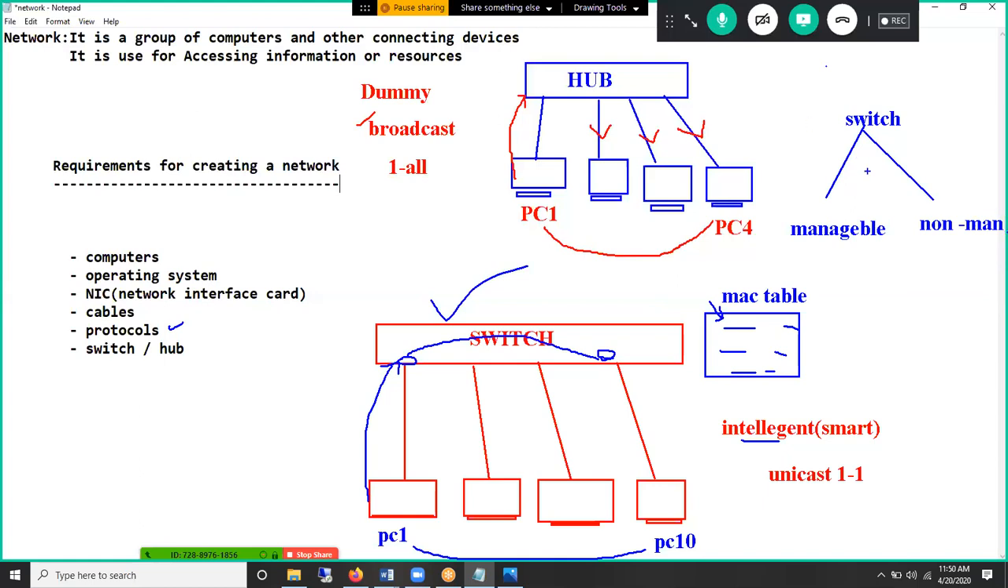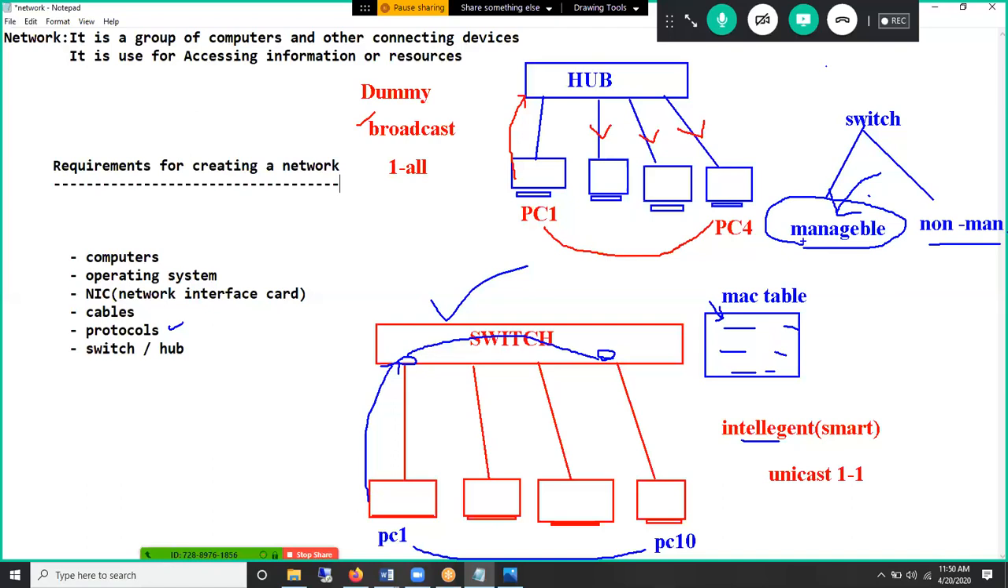For the corporate network, one kind of switch is designed. We call it a manageable switch. A non-manageable switch will be used only for a small network. It may be your home network or small office network. It may be a small network for your internet cafe or something. So you can use it. This switch doesn't have a technology, whereas these switches actually have some technology.